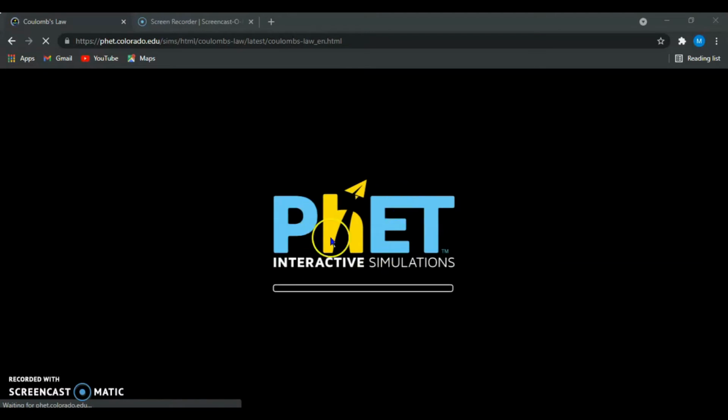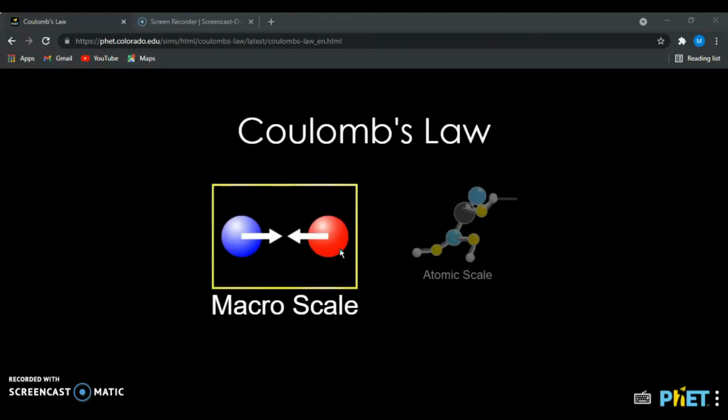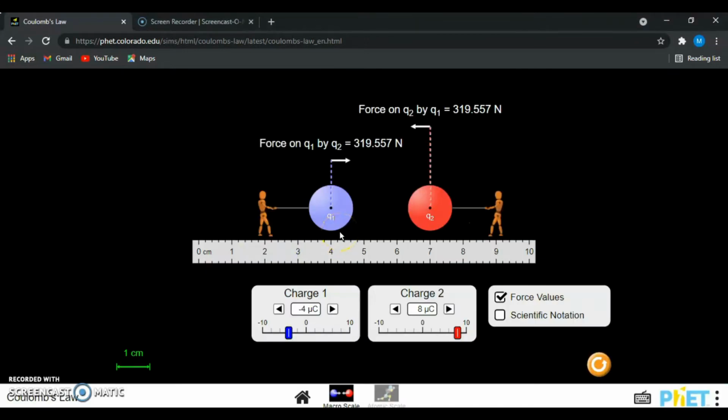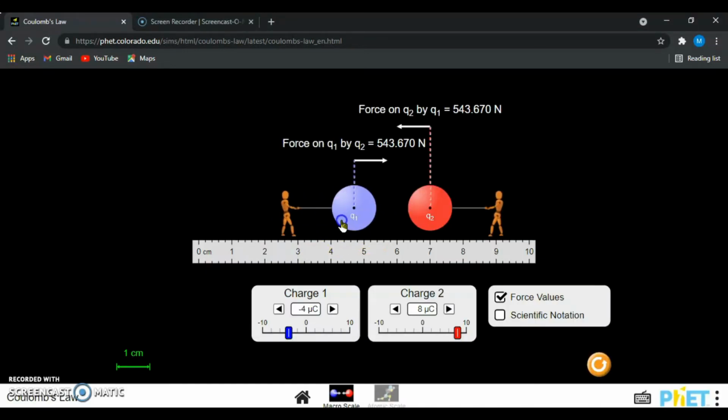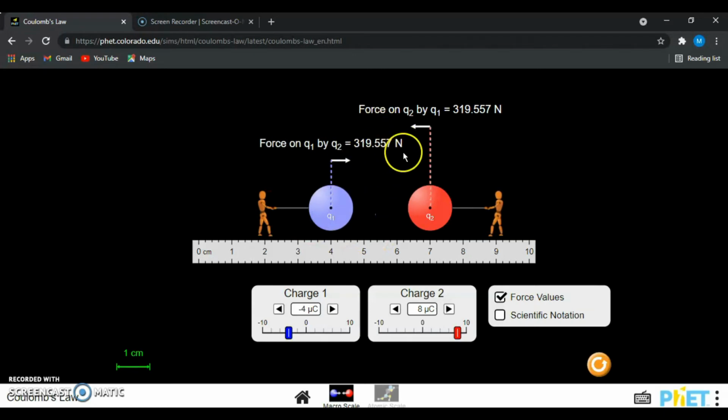For this experiment, we use the online simulator, which is the PhET simulator. Using this simulator, we want to collect data on how the quantity of charge and the radius between two charges affect the force of electric charge. Please take the macro scale. In the macro scale, we can move the guide and you can notice the value of force changes. It shows how strongly the charges attract each other. This value is the quantity of charge.